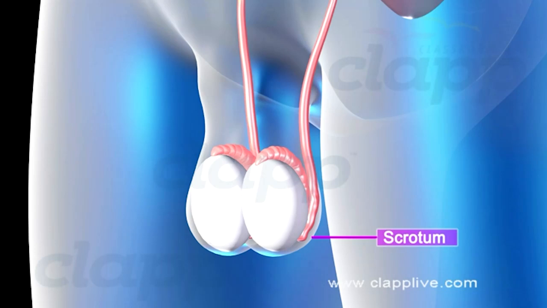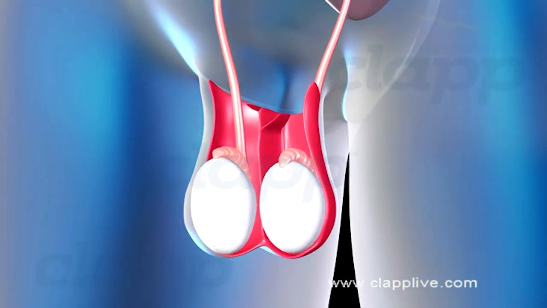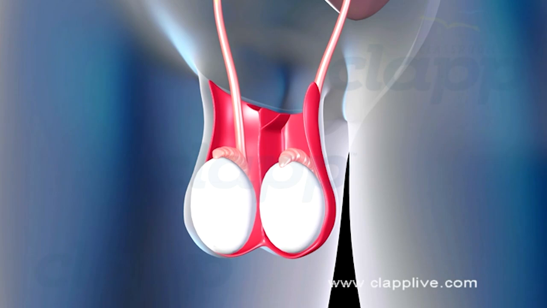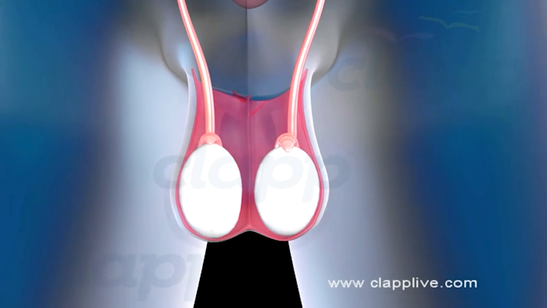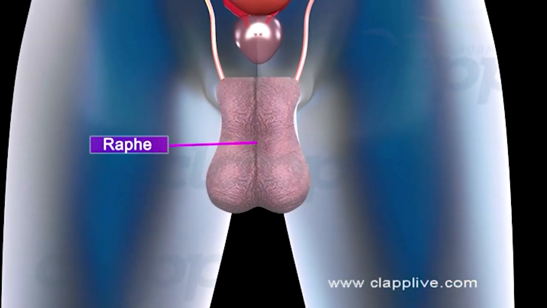Scrotum is a pouch of pigmented skin arising from the lower abdominal wall and hanging between the legs. It is divided internally into right and left scrotal sacs by a muscular partition called septum scroti. This is externally marked by a median ridge called raphe.